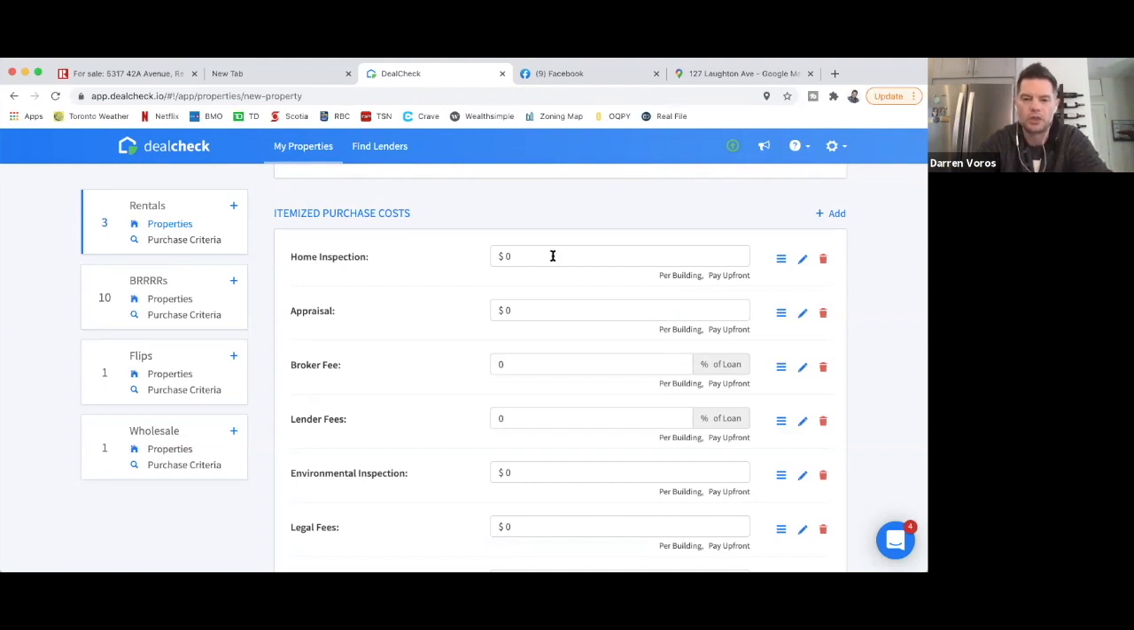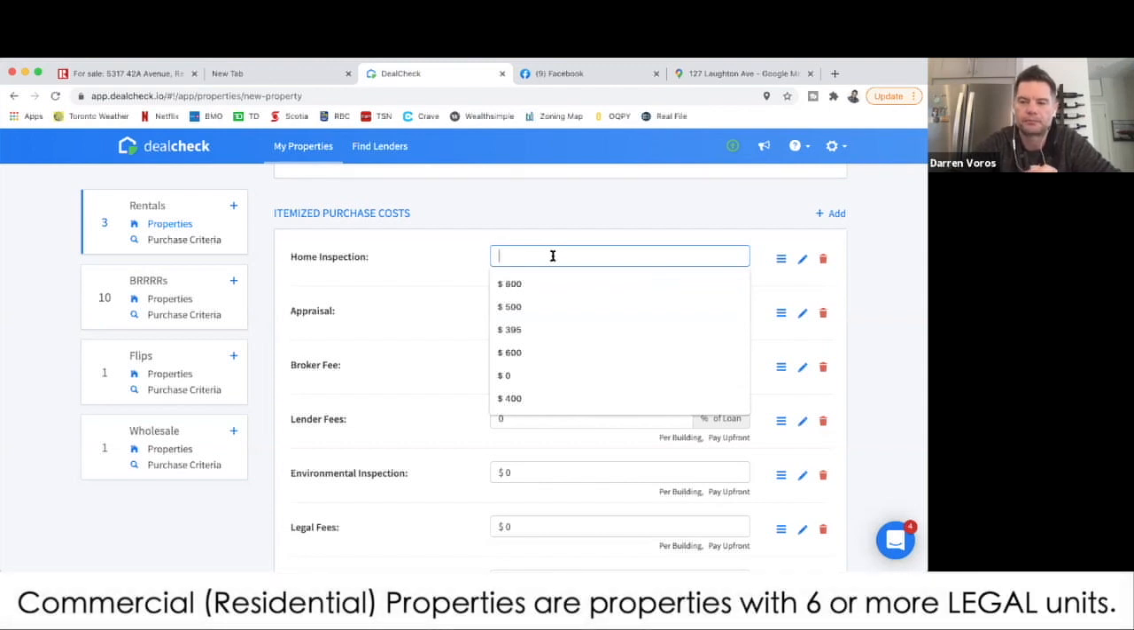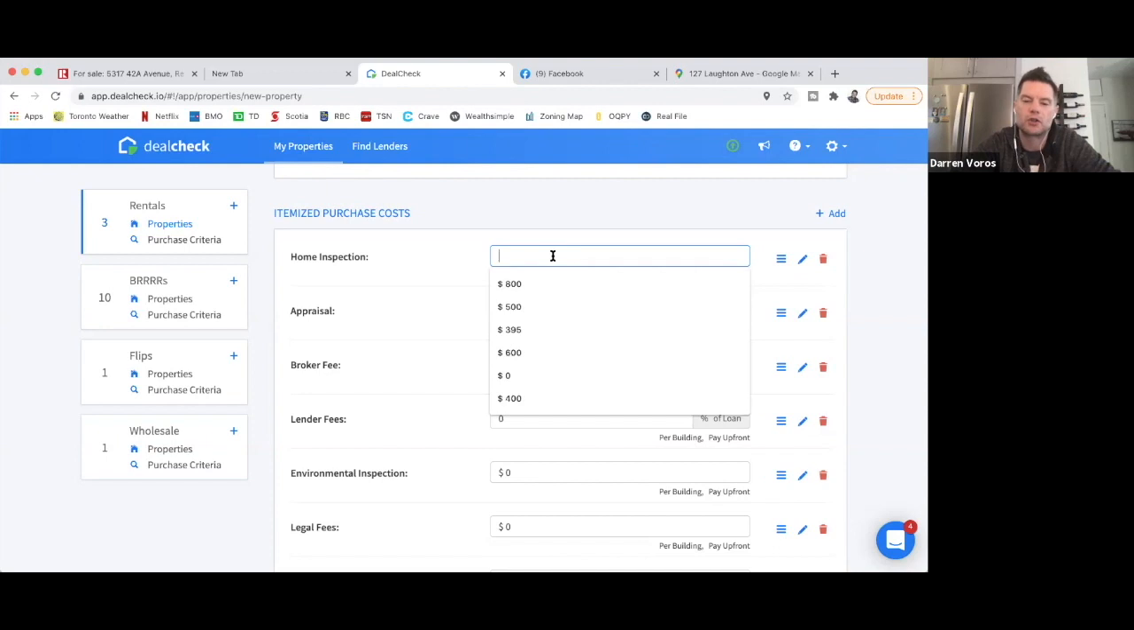So home inspection, how much are we going to pay for a home inspection on a commercial property? Do you know? No, I'm not sure. Okay, that's okay. So a standard home inspection in the City of Toronto would be around $500, I would say, for a residential property, just a straight up single family home. This is six units, so it's not going to be 500 per unit, but you can probably guarantee that it's going to be about $2,000 for an inspection on this property. So we're going to put in a $2,000 home inspection.